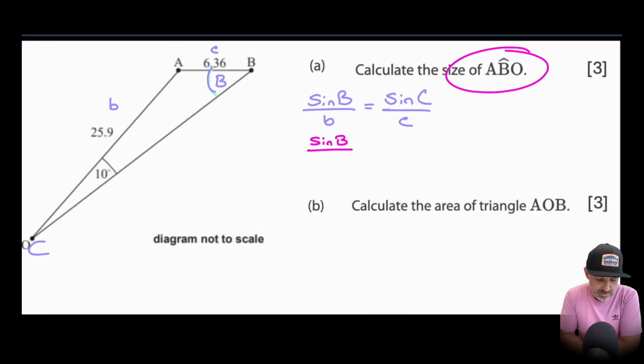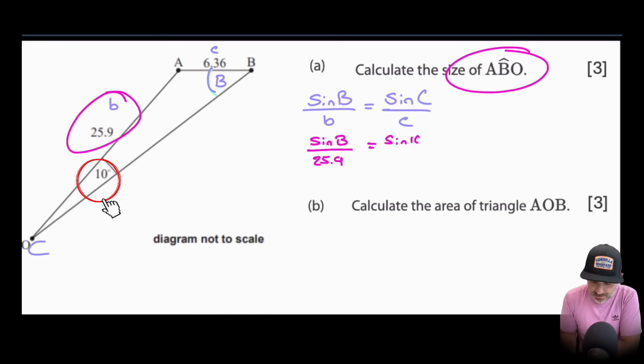But we do know B. Okay, so B is 25.9. Sine C, that was the value that was labeled O. So that would be sine 10 over C, and that was the opposite side, which is 6.36.